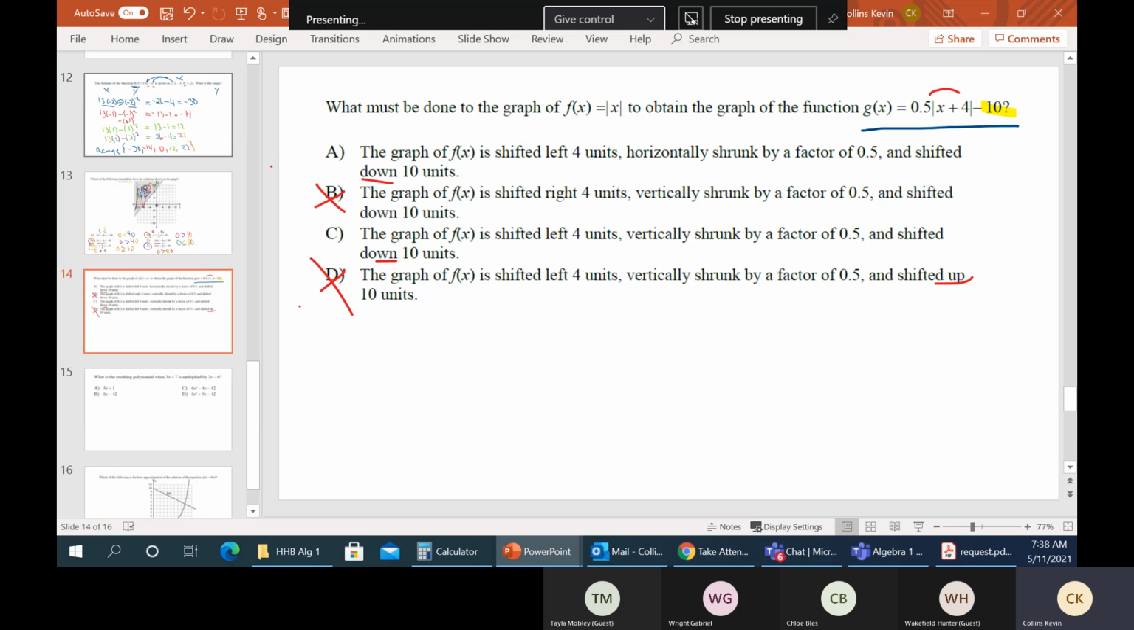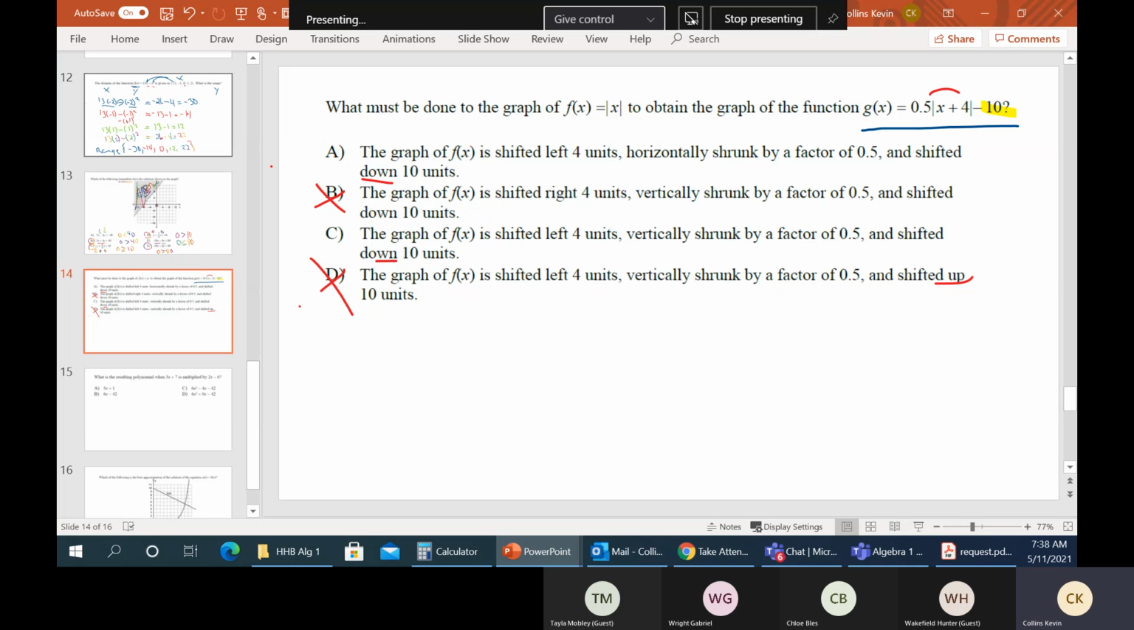Okay, so then the last thing we have to look at is the 0.5. So the 0.5 out front means our graph is going up half as fast. Now, if you're going up and down, but only half as fast, is up and down vertical or horizontal? Which one is that?